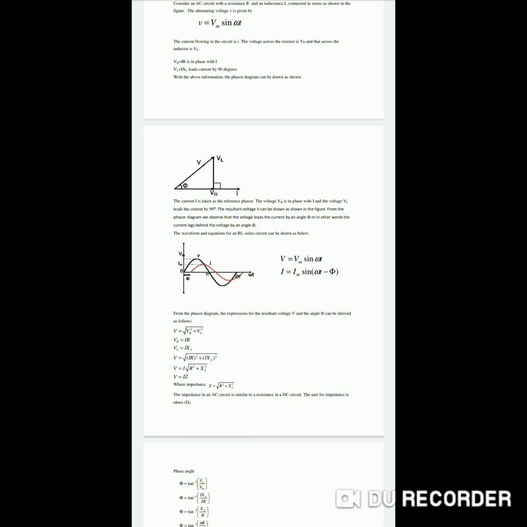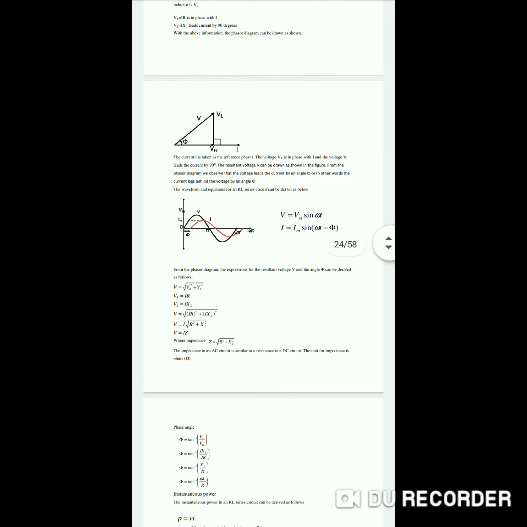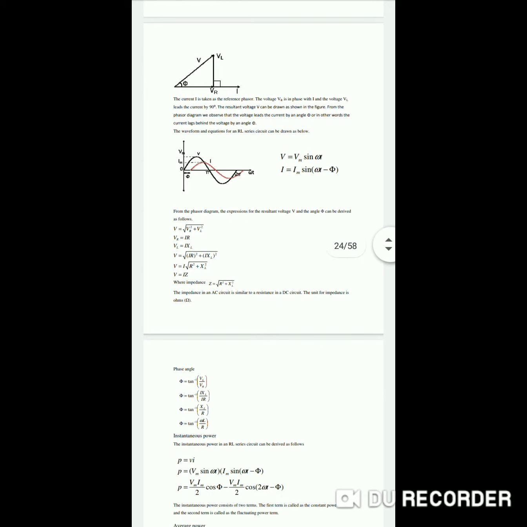This is the difference between resistance and inductance: resistance is in phase and the inductance leads by 90 degrees. In the graph you can observe that there is a phase difference of phi. So the input will be V is equal to Vm sin omega t and I is equal to Im sin of omega t minus phi. Here in the graph they have given phi instead of 90, so we take omega t minus phi.